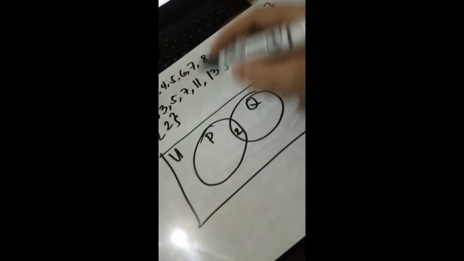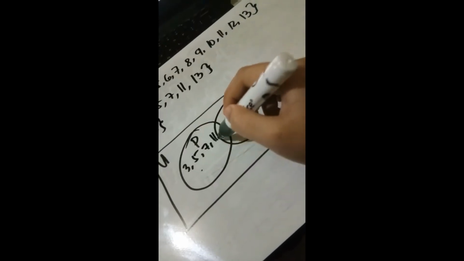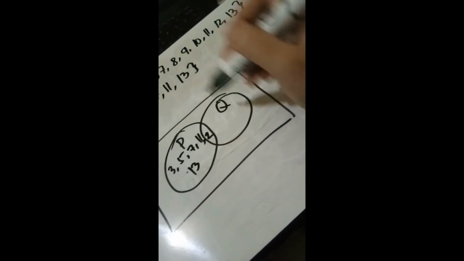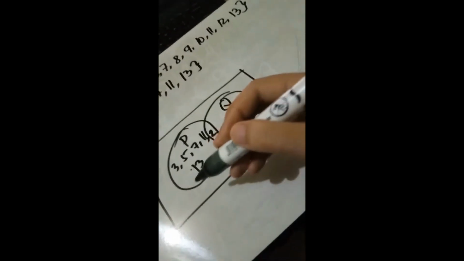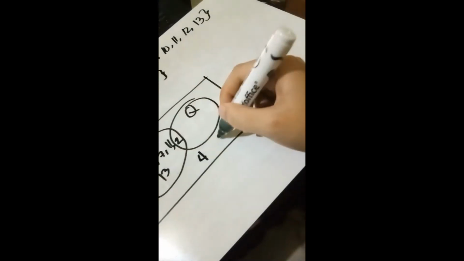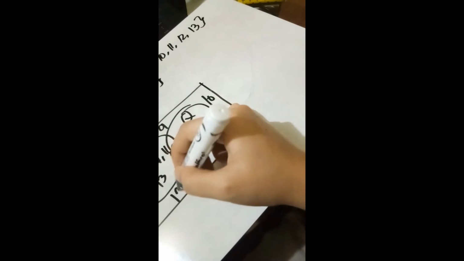Next, try to fill out your P. It's 3, 5, 7, 11, and then 13. Always separate your elements using a comma. And the elements which do not belong to set P and set Q, which are found in your universal set, will be placed outside. So we have 1, 4, 6, 8, 9, 10, and 12. So this is the answer for that particular problem.